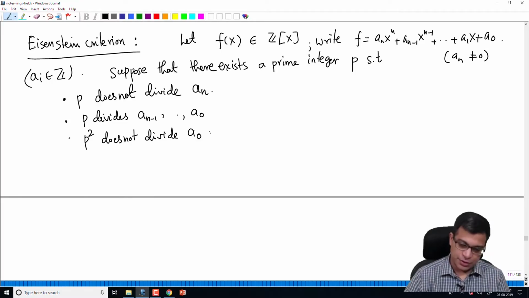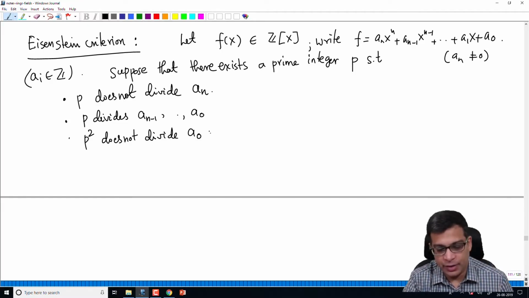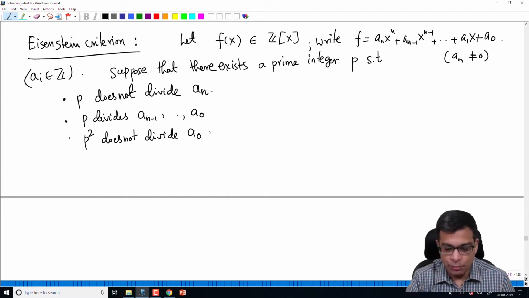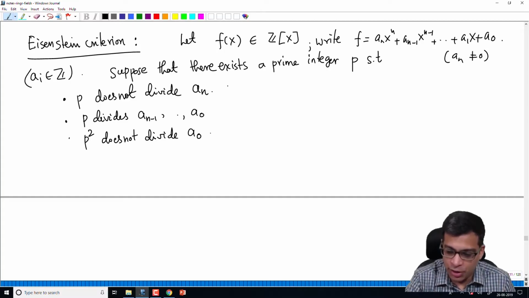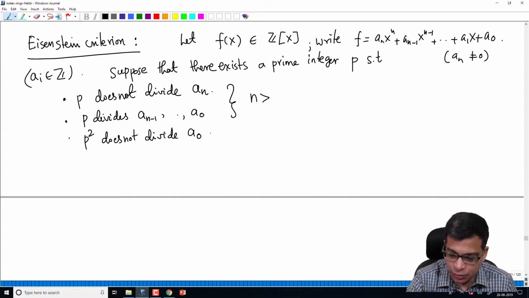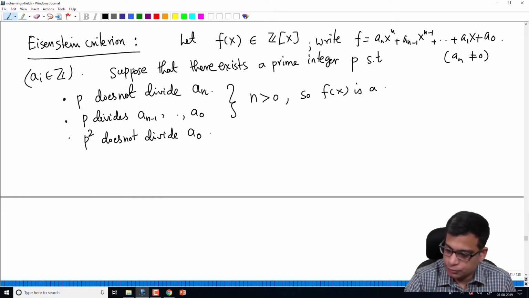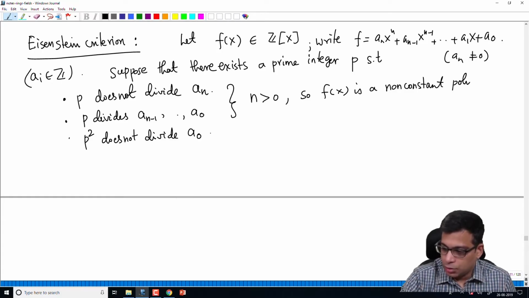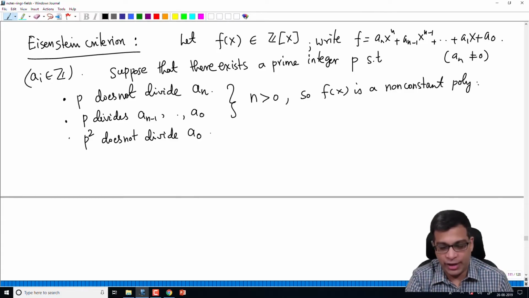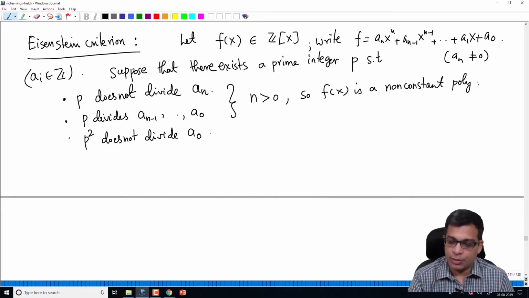Okay, so this is the assumption: p does not divide a_n, p divides a_{n-1} through a_0, p squared does not divide a_0. Remember, these two conditions already imply that n is positive, so f is a non-constant polynomial. We are asking for p not to divide a_n and p to divide a_0. That means a_n and a_0 are different, so f has at least degree 1. So it's a non-constant polynomial.